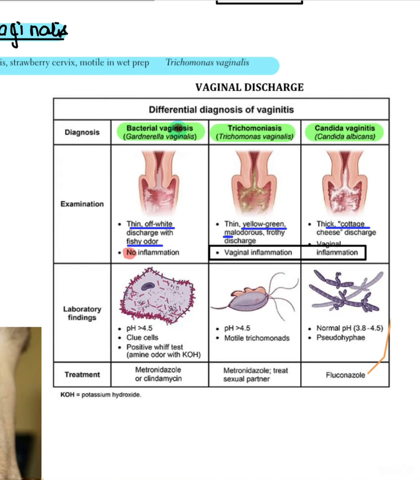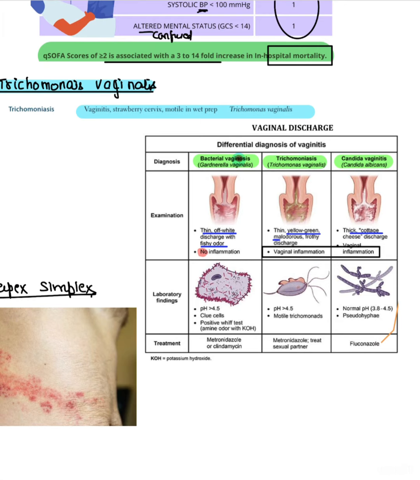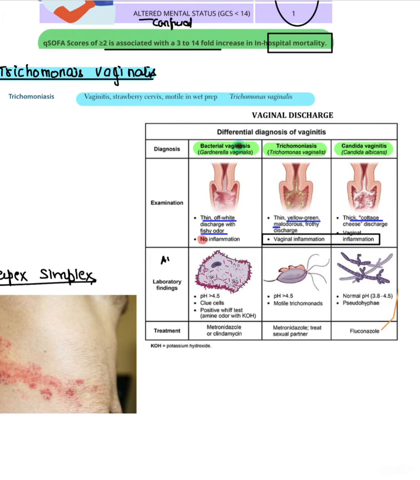Then coming on to lab findings. We know that bacterial vaginosis follows a criteria, that is Amsel's criteria. The components in Amsel's criteria: positive whiff test with 10% KOH, pH more than 4.5, which is very, very important, and the presence of clue cells. So these are the clue cells, where bacteria are stuck all around them. Treatment is either metronidazole or clindamycin.